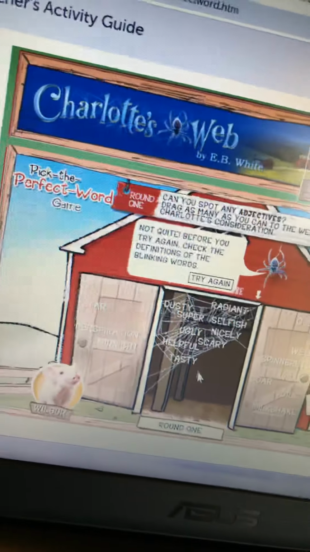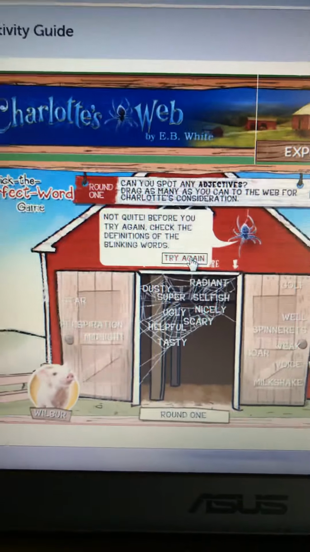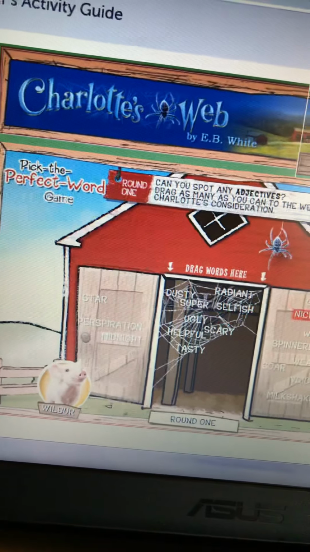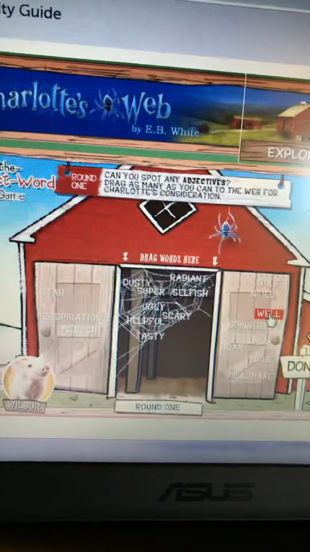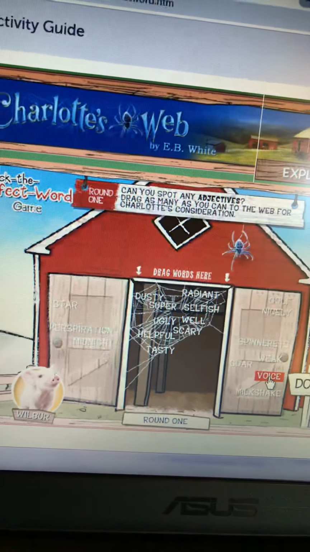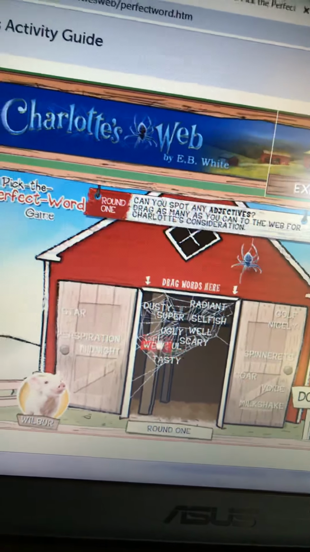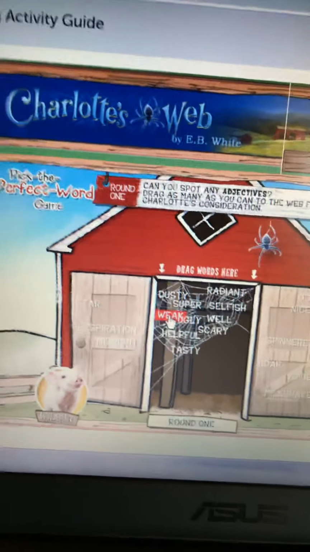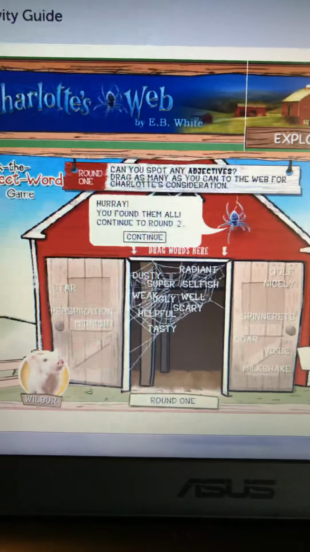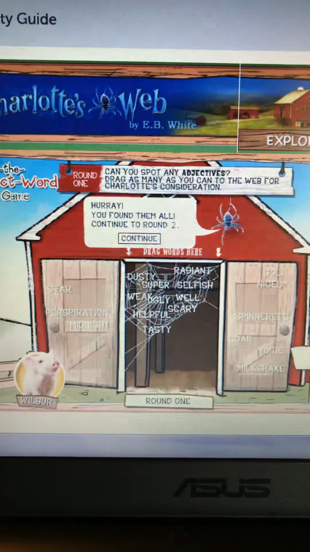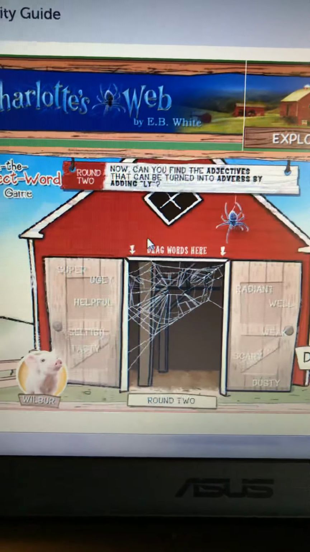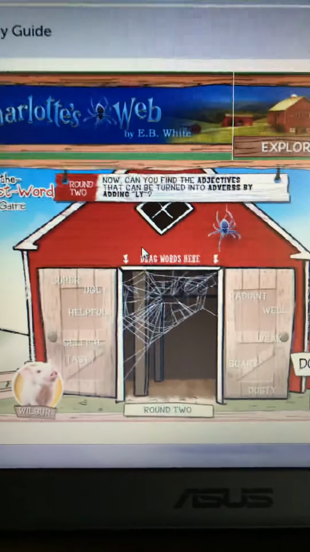So then you're going to go back where it says try again, and you can go ahead and take the one that doesn't belong out and put the ones that go in your little Charlotte's Web. Once you're finished, you will click done again. Hooray, you found them all. Continue to round 2. That's where you will go on to round 2. And they're going to ask you a different question.